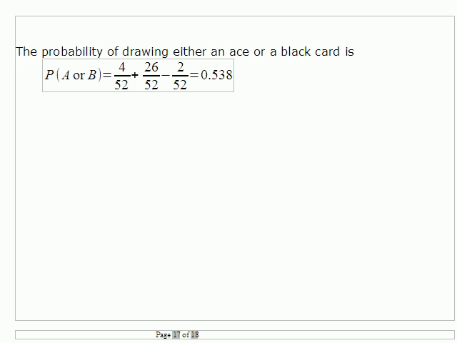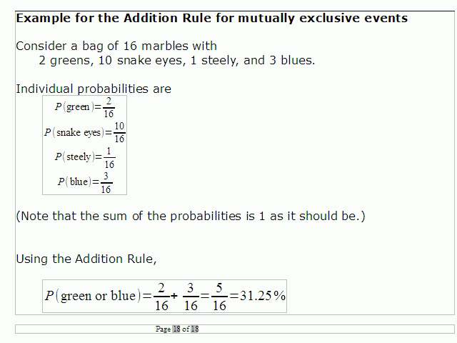So now here we're going to apply the rule. The probability of A or B is the probability of A plus the probability of B minus the probability of A and B. That's the general addition rule for OR. Remembering that OR means set union, and that's why we're using addition.